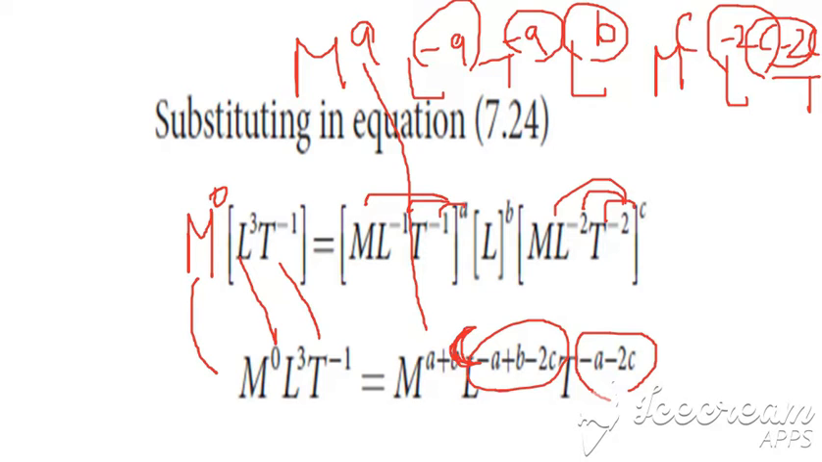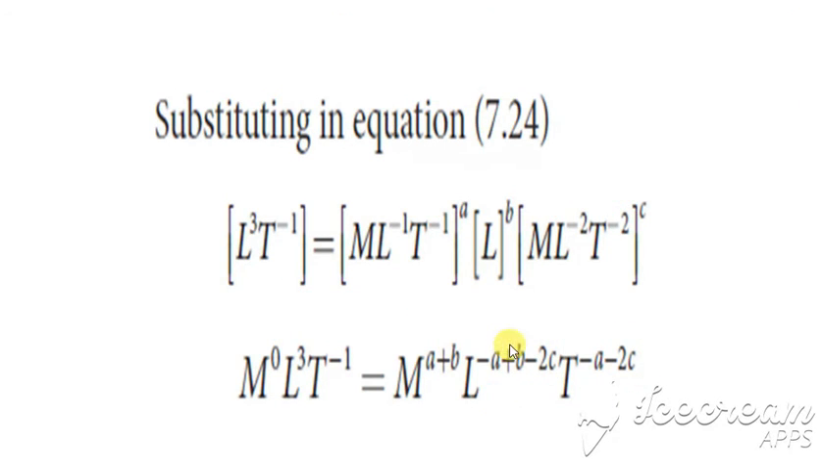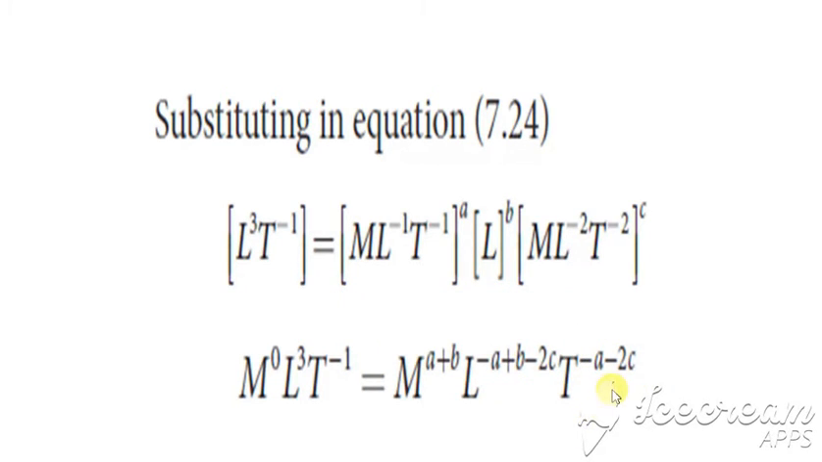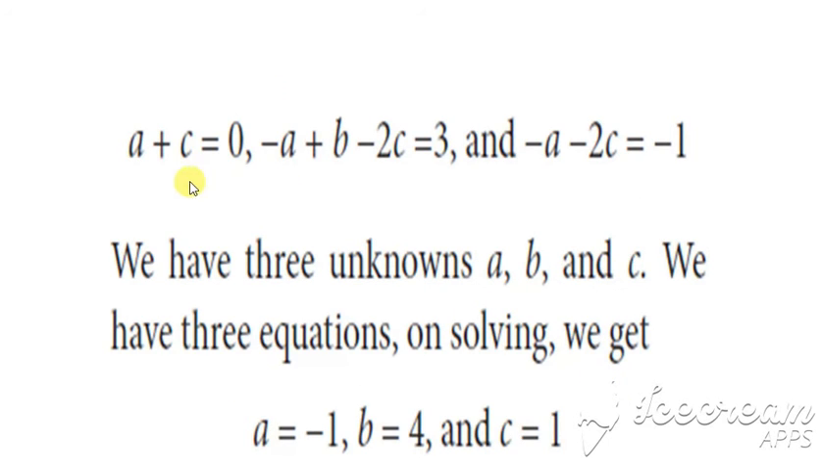Now, when you compare the powers of M on both sides, a plus c is equal to 0. Then for L on both sides, we get minus a plus b minus 2c, which is equal to 3. Next, minus a minus 2c is equal to minus 1. Clear? So we get these equations, and now we have to solve them.